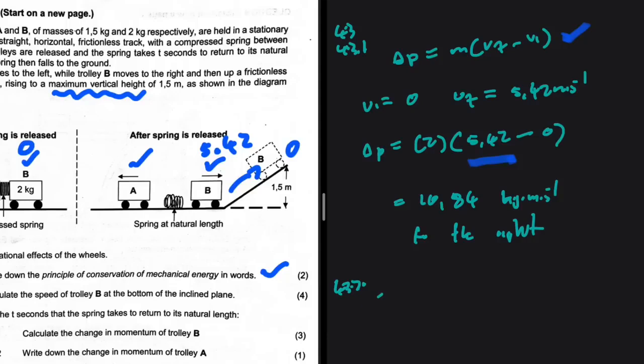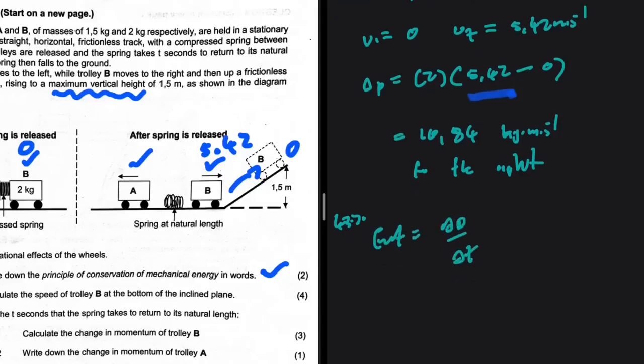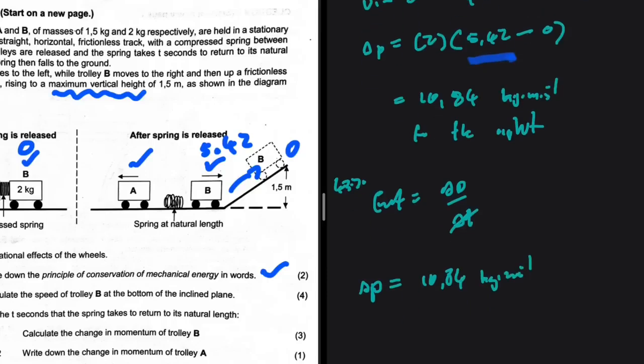It's easy to prove because we know that F net is equal to delta P over delta T. So A and B will experience the same force. We cancel time and time. We end up with delta P being equal to delta P, but in the opposite direction because of Newton's third law. So the change in momentum of trolley A will be 10.84 kg meters per second to the left.